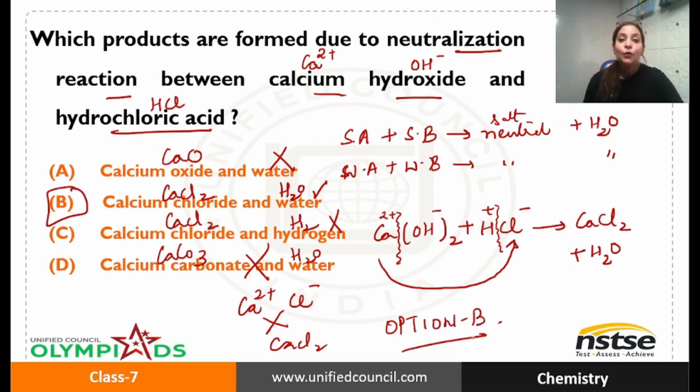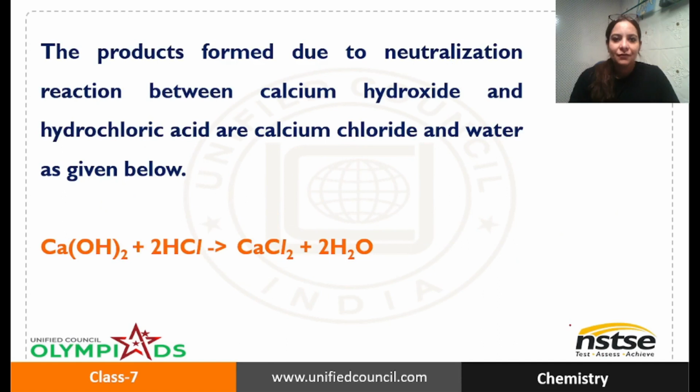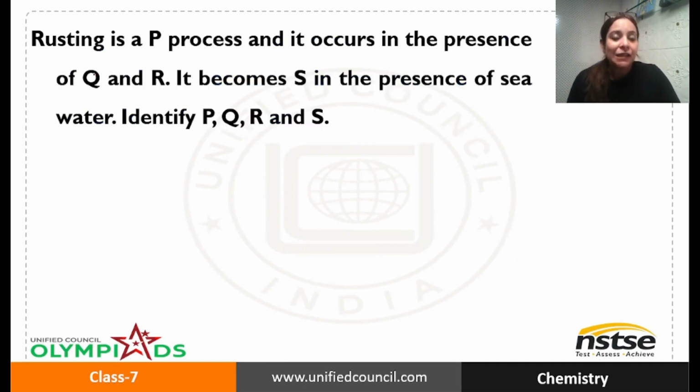So this way you have to be smart enough to simplify any sort of complicated question just by recalling the concept. Next question says, rusting is a P process and it occurs in the presence of Q and R.